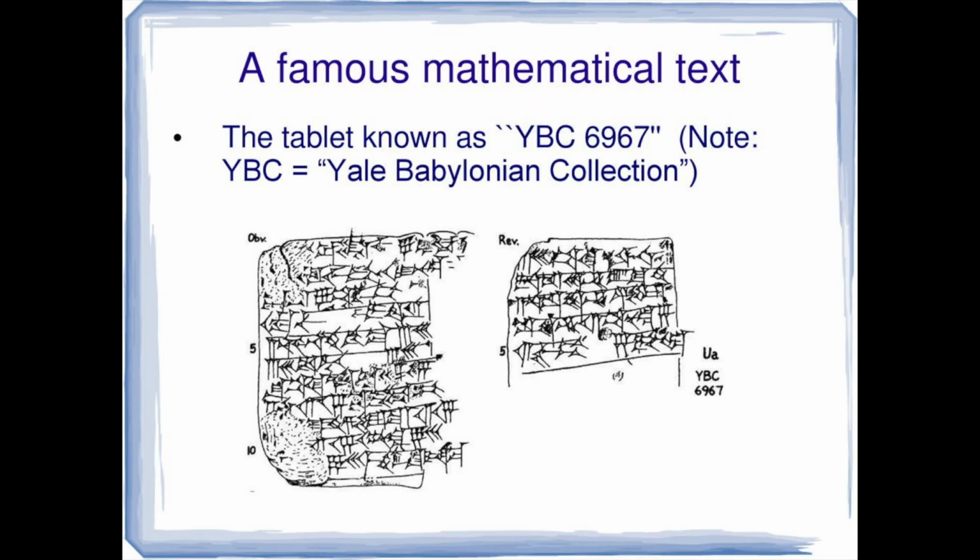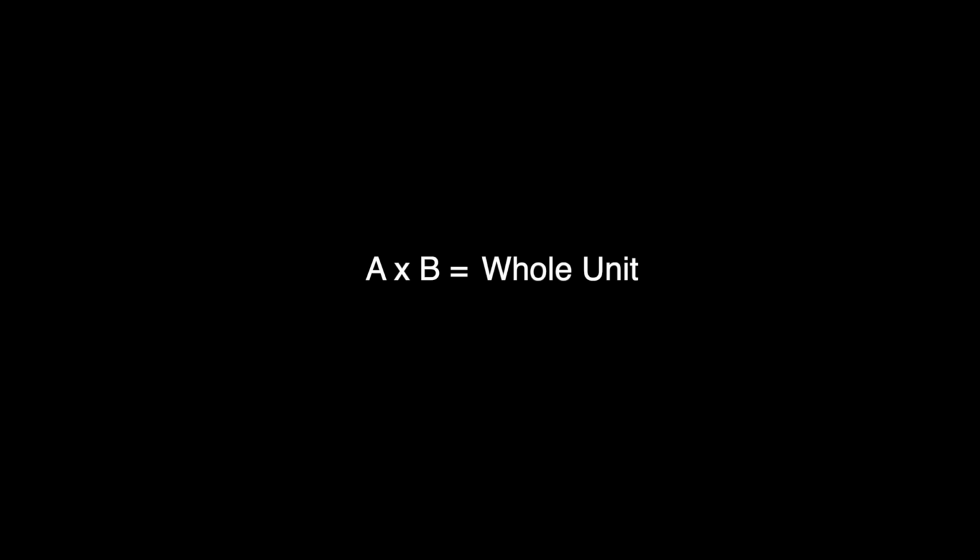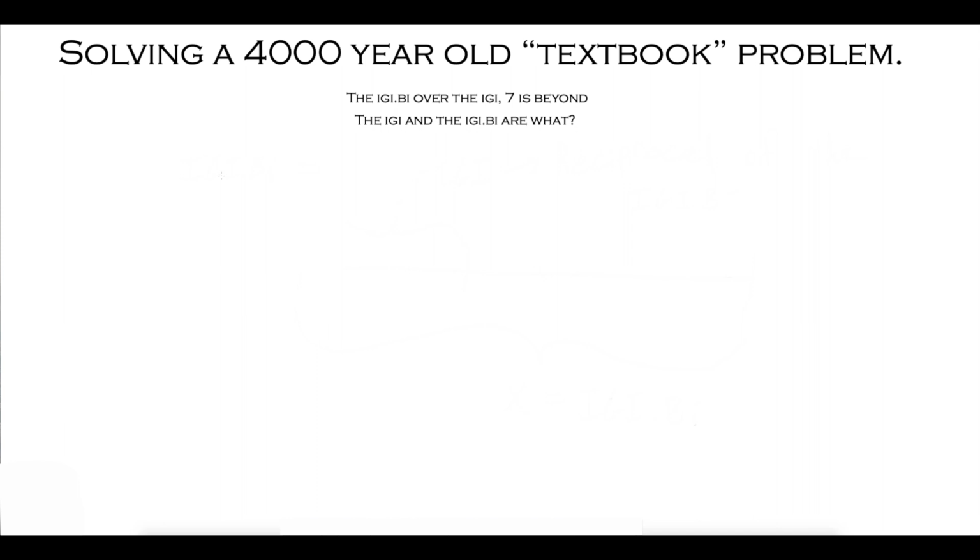And this was the purpose of this textbook problem, to help kids know what reciprocals were, what two values multiplied together would get them a whole unit. In this case, a whole unit is 60. So implicitly in this question is something that we as English speakers might miss. The weird words, what I'm going to call the EGB and the EG. The EGB and the EG are actually reciprocal values.